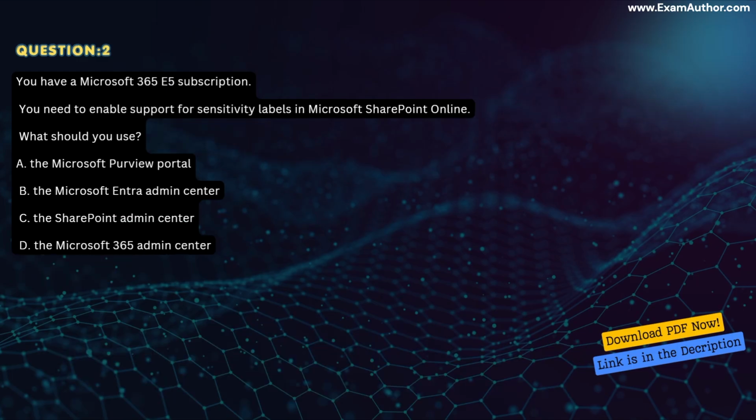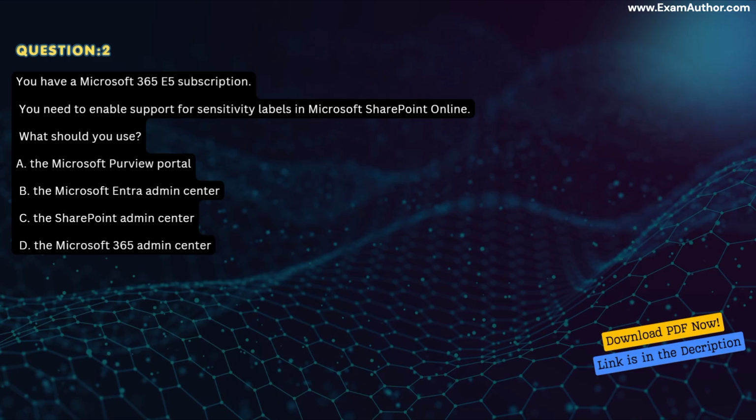Question 2. You have a Microsoft 365 E5 subscription. You need to enable support for sensitivity labels in Microsoft SharePoint Online. What should you use? A. The Microsoft Purview Portal. B. The Microsoft Entra Admin Center. C. The SharePoint Admin Center. D. The Microsoft 365 Admin Center.